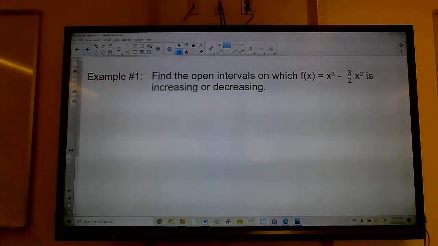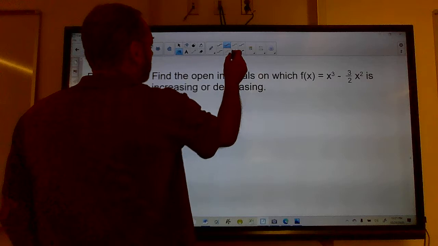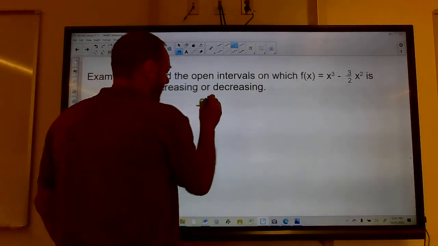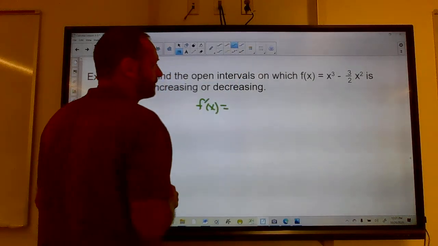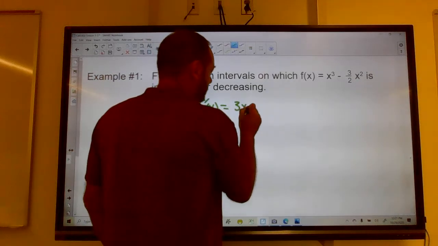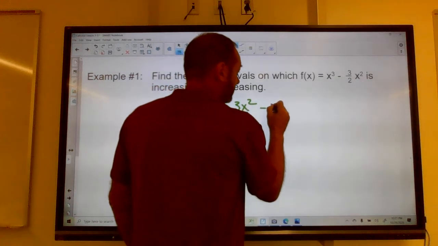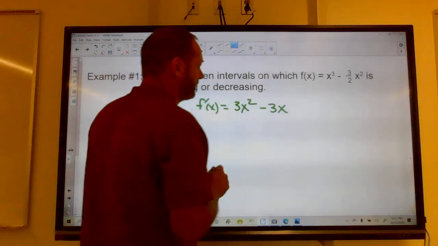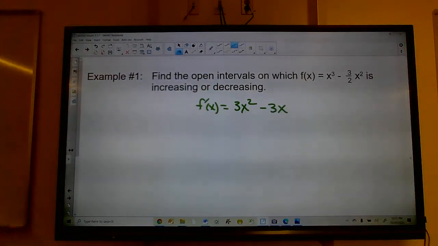Okay, find the open intervals on which f of x equals x cubed minus 3 halves x squared is increasing or decreasing. So the first thing we're going to do is take the derivative. So f prime of x is going to be 3x squared minus 3x. There's the derivative. Now, the next thing you want to do is set this thing equal to 0.